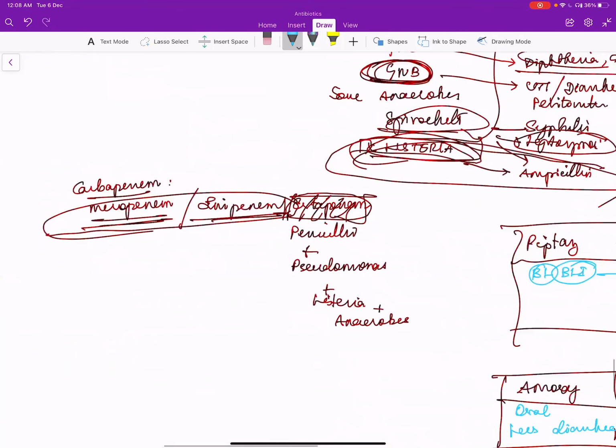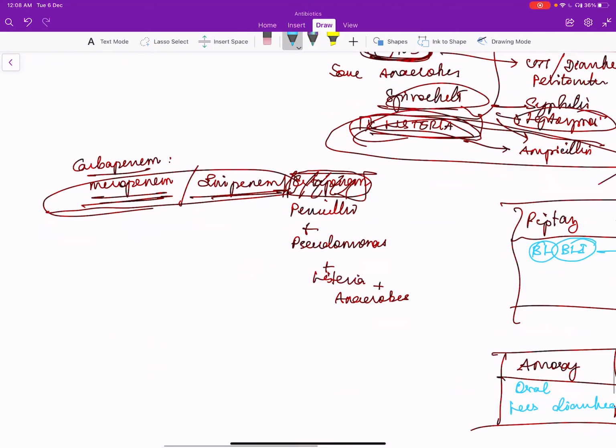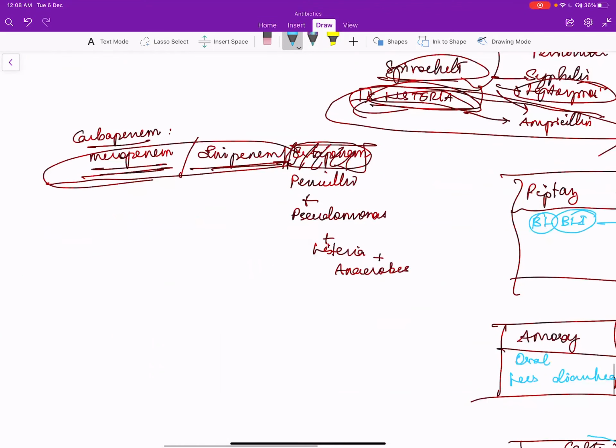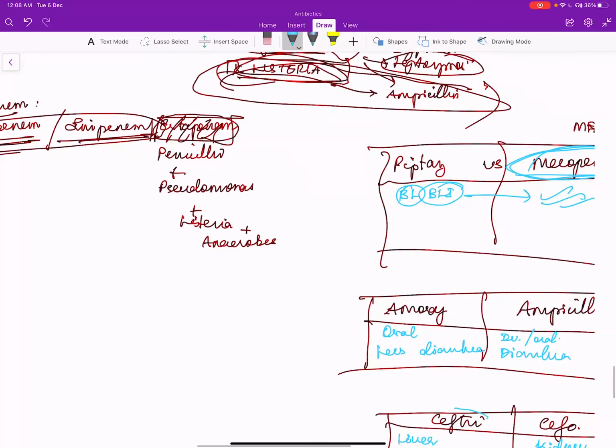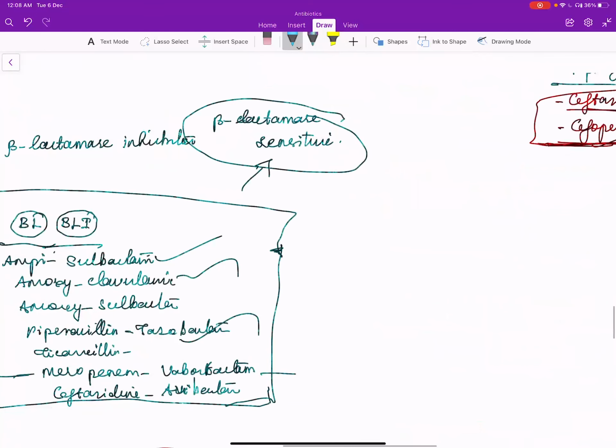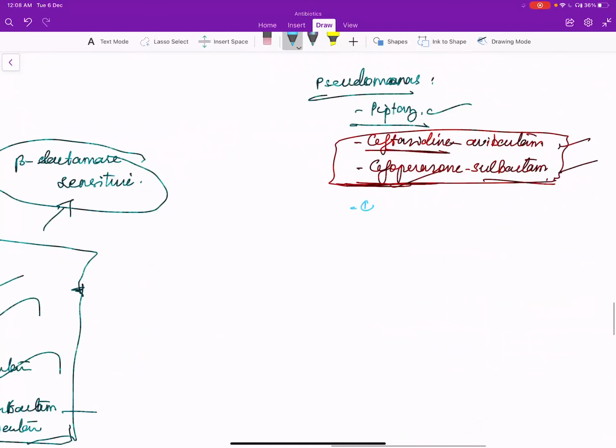And coming to carbapenems, we have imipenem and meropenem. Imipenem and meropenem have nearly the same spectrum, including anti-pseudomonal activity. Forgot to mention that. Carbapenems have anti-pseudomonal activity.